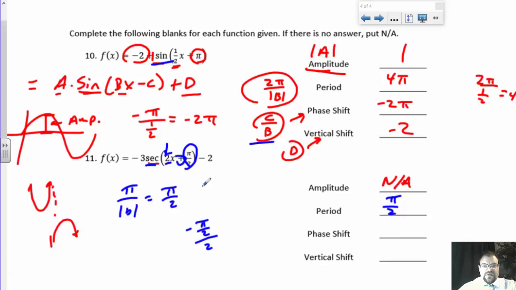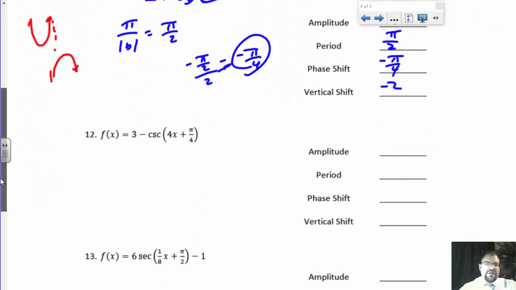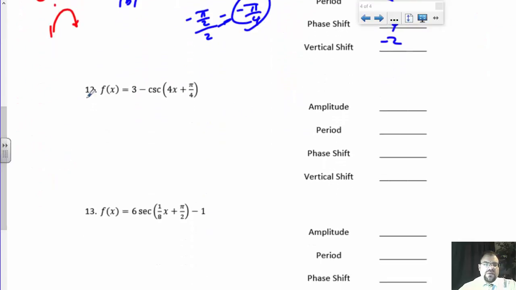It's the same thing as this one right here. So in this case, though, this is going to be negative. Oh, my pen just died. No, negative pi over 4 when I do that. So that's your phase shift, negative pi over 4. Your vertical shift, again, is the standalone value of negative 2, and that's your vertical shift. So we're done with number 11. Let's continue to number 12.